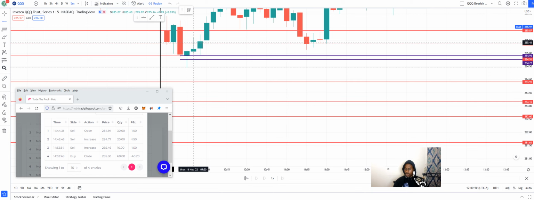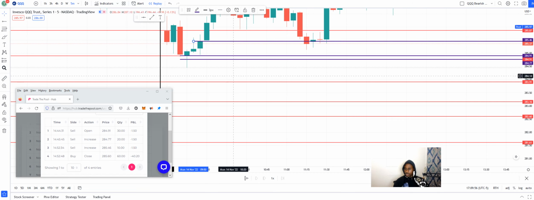And it's on this candle, huh? 28546. So I increased my sell position here when the market was going up. Bad choice, wouldn't you say? Well, obviously. And then I closed the entire position at 28560.